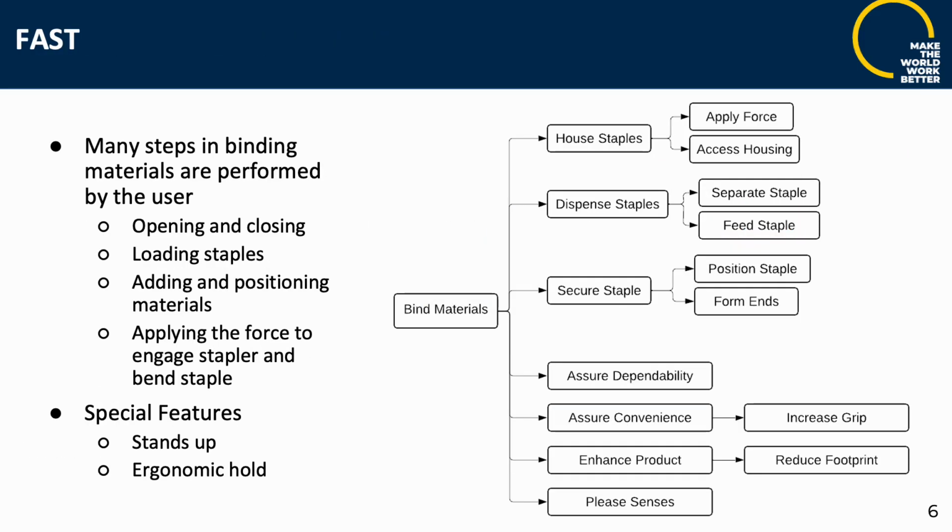For our function analysis system technique table, our task function is binding materials, and our primal basic functions are housing, dispensing, and securing staples. These branch into basic functions of apply force, access housing, separate staple, feed staple, position staple, and form ends, as shown on the figure. Special features of our stapler create supporting functions of increasing grip and reducing footprint to assure convenience and enhance the product. Additionally, it is of note that many steps in the binding materials process are performed by the user, such as loading the staples and adding the material.